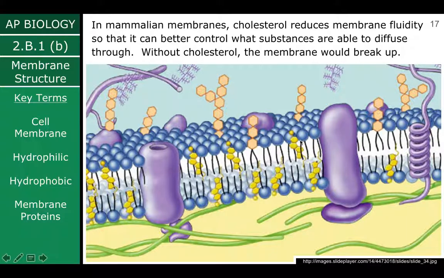So if there's anything asking what helps maintain the fluid mosaic model during a variety of conditions, it's more than likely going to be the cholesterol. That's its job, to help maintain normal conditions. Without this cholesterol embedded, our membrane would just break up. It would break apart.